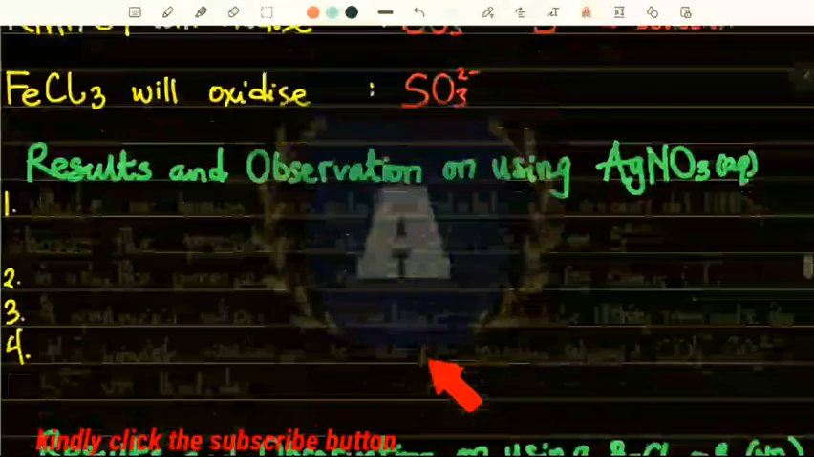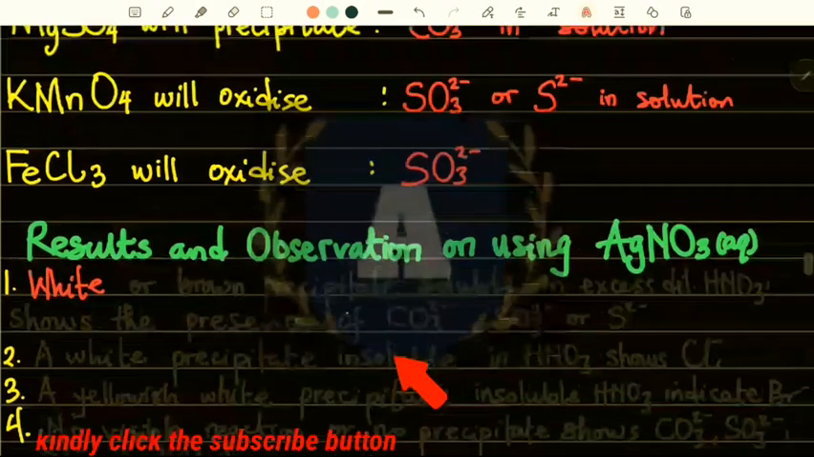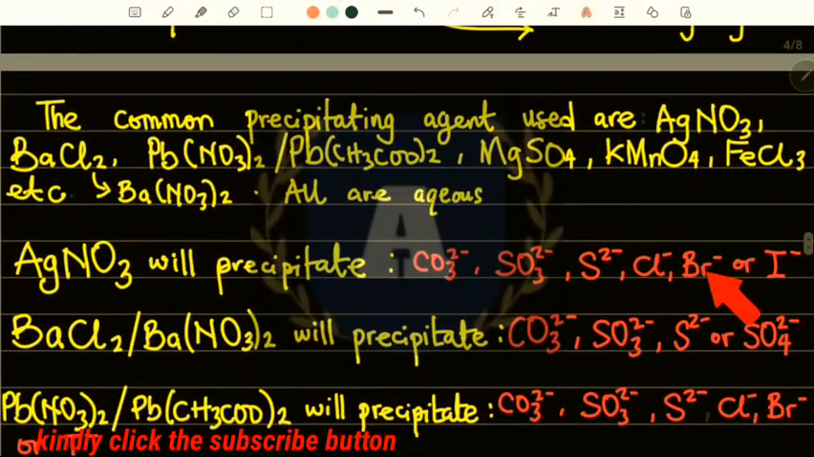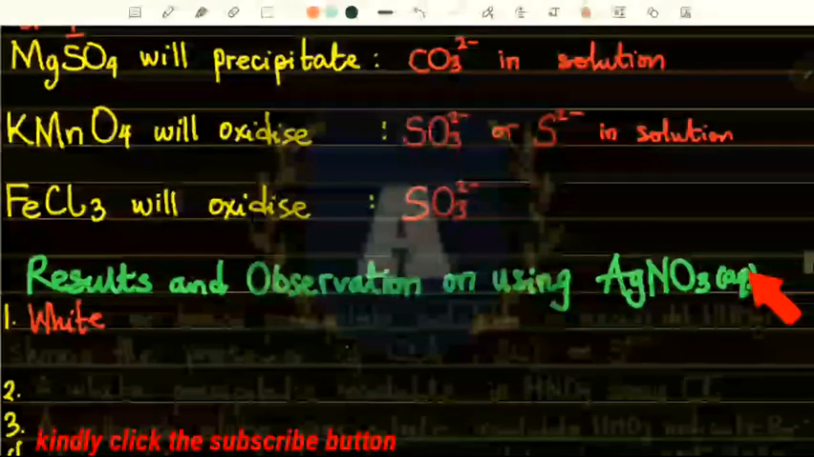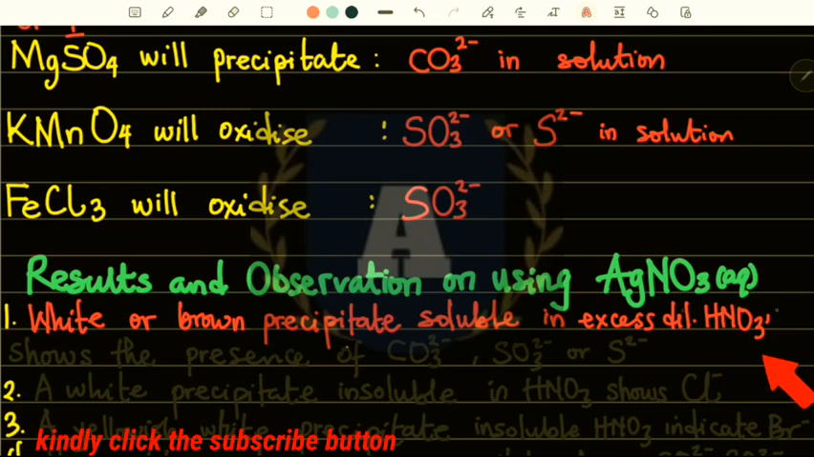Now, what are the result and observation on using lead nitrate? So when we use lead nitrate, what we observe, we have known what lead nitrate will precipitate. It's going to precipitate this, and this. So what will happen when it precipitates them? It forms a white or brown precipitate in solution. In excess dilute nitric acid, the white or brown precipitate is soluble in excess.